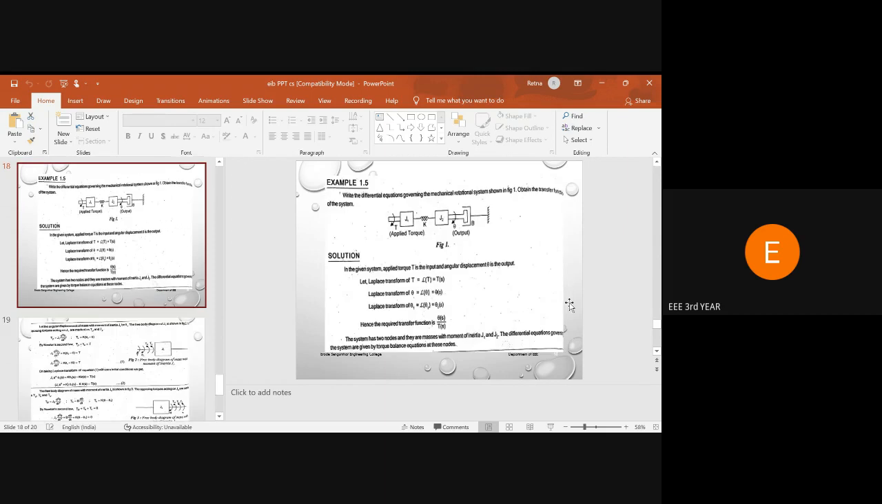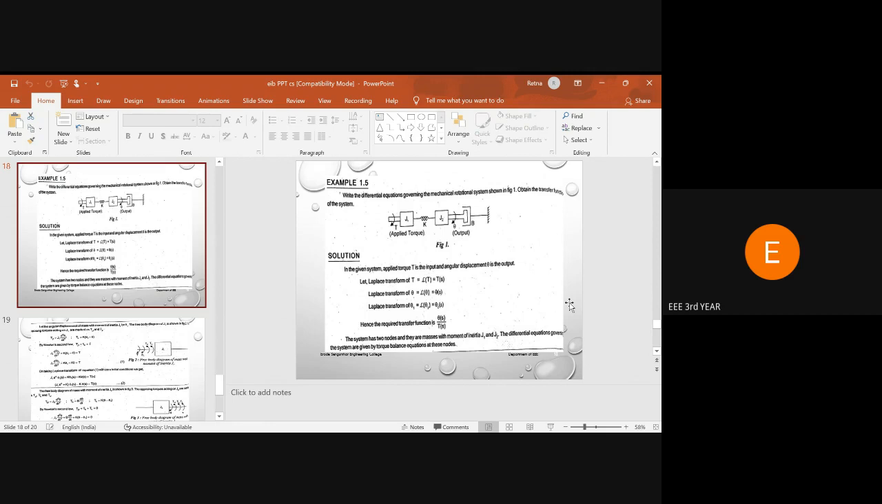Another problem. This is a very simple problem. Example number 1.5. Write the differential equations governing the mechanical rotational system shown in the figure. Obtain the transfer function of the system. In this problem, there are two moments of inertia, J1 and J2. In this mechanical rotational system, the applied torque is T, and the displacements are theta and theta 1. J1 and J2 are connected through K2. K is the spring between the moments of inertia.